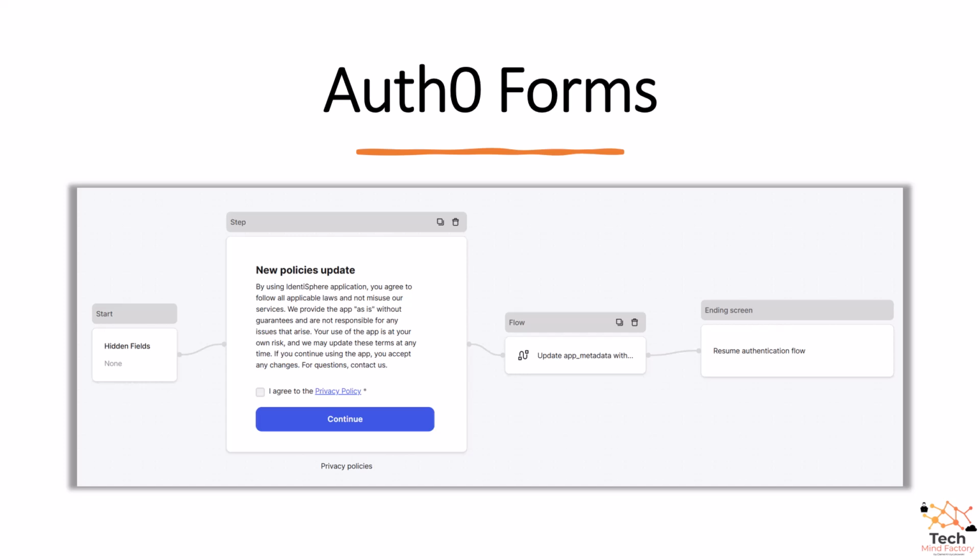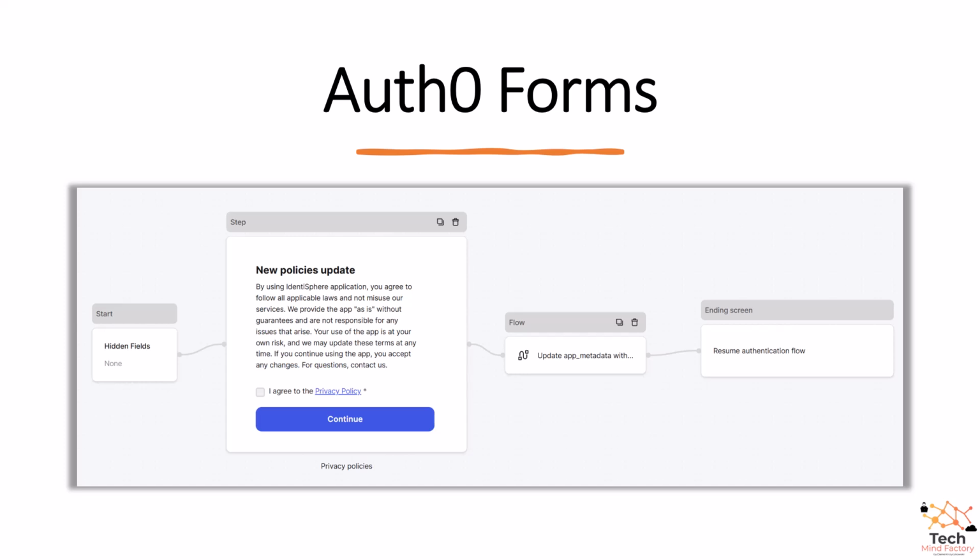Okay, perfect. So this is actually a screenshot from the Auth0 dashboard, from the Forms section. And this is, as you can see, the flow when it comes to forms. There is always a starting point. There is a step. So for instance, in this case, this is information about the new policies update, and the user has to agree to the privacy policy, and the user clicks the continue button.